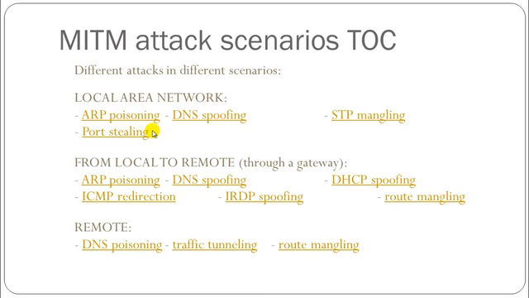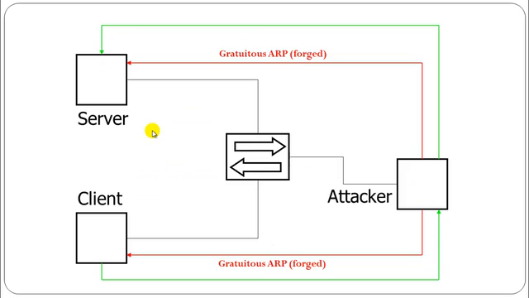And then we have attacks through a gateway from a local machine to a remote machine. They're doing the same thing again: ARP poisoning, DNS spoofing, DHCP spoofing, ICMP redirection, IRDP spoofing, and route mangling. And finally, once we have remote access, we can again do DNS poisoning, traffic tunneling, and route mangling. So I would be teaching you some of these today, and I'll let you know how exactly these work. We will start today with ARP poisoning, and I'll tell you how this works exactly.